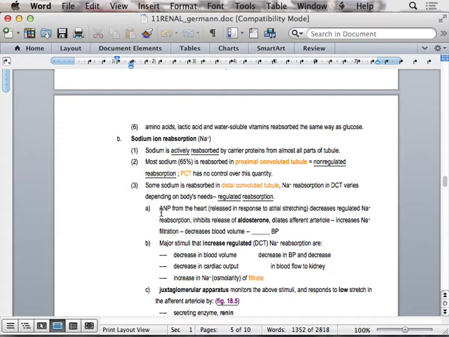So basically, if you release ANP, you are going to let that 35% go. Make sense? Let that 35% of sodium and therefore water go. Everybody okay with that? Okay. So it also does one other thing. So everybody okay with the reabsorption? So what does ANP do? It inhibits sodium reabsorption where? At the distal convoluted tubule.